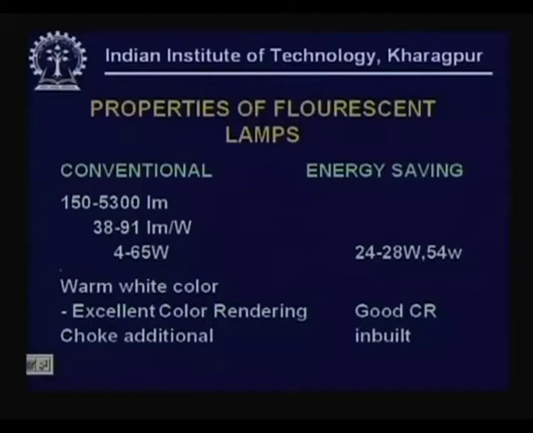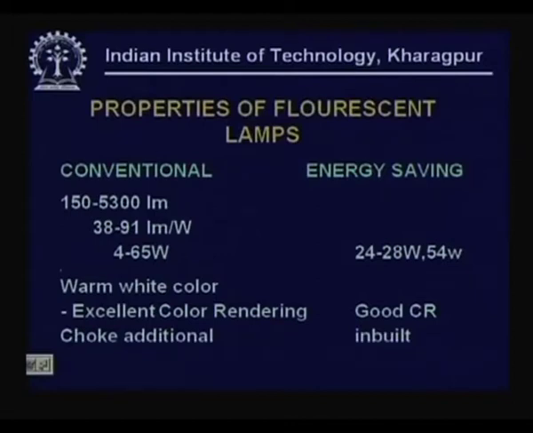If we compare the fluorescent lamps, we have conventionally varying ratings. In fact, you have tiny fluorescent lamps which can give around 4 watts. They operate anywhere from 150 lumens for a small one to about 5300 lumens for a large one, consuming about 65 watts. These are available in terms of energy savings.